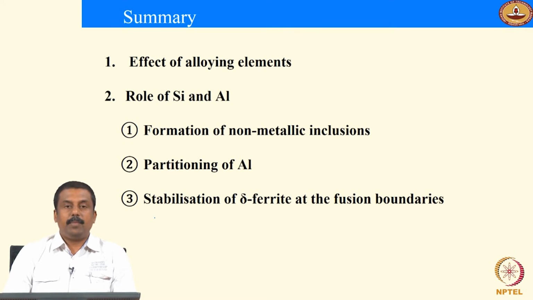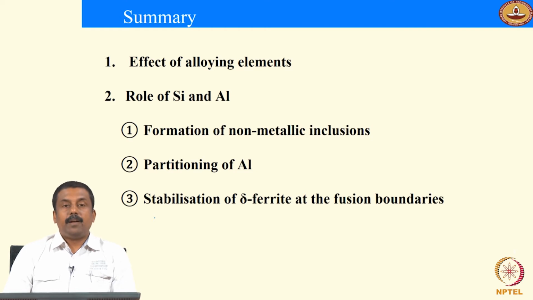Because of the highly oxidizing nature of aluminum and silicon, you end up forming aluminum oxide and silicon oxide inclusions even before the onset of solidification. Once the oxidation happens, the aluminum oxide and silicon oxide attract the other alloying elements such as manganese and sulfur, epitaxially enriching the surface of these oxides, leading to the formation of very complex non-metallic inclusions.